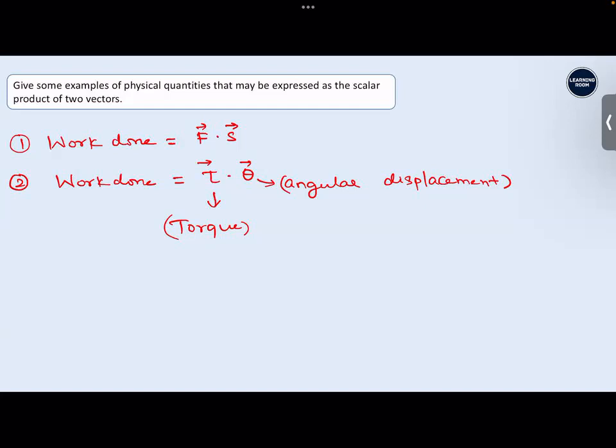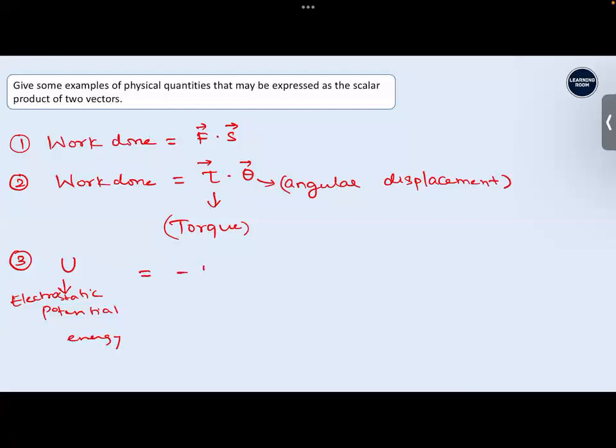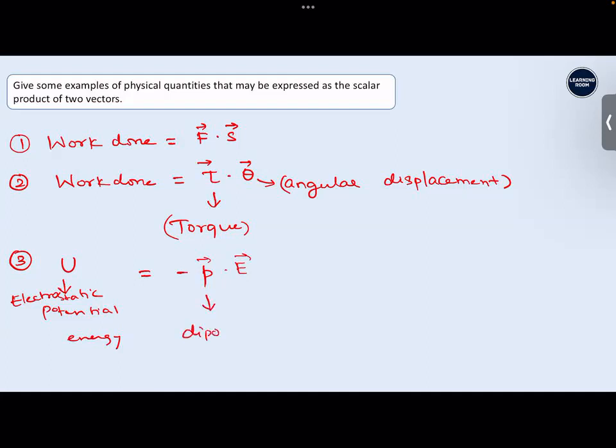Similarly, you have another quantity called potential energy. Which potential energy? I'll call it electrostatic potential energy. You need not memorize all these things; it is only for your understanding. Electrostatic potential energy is given by the formula minus P vector dot E vector, where P is called the dipole moment and E is called the electric field. So it keeps on going like this.